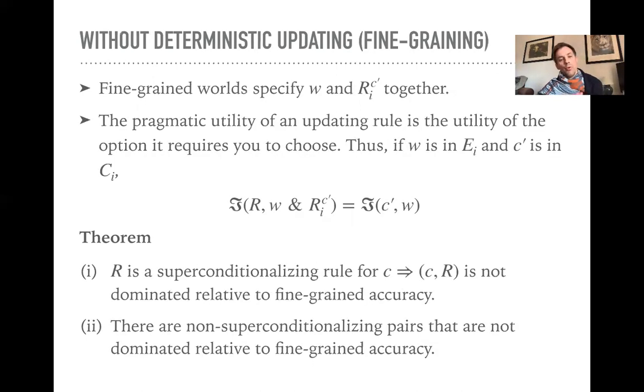What happens when you remove deterministic updating in this case? Well, actually, things are a little bit different from before. Suppose we go the fine-graining route, and we fine-grain our worlds by specifying not just the world, and therefore what evidence you receive, but also how you respond to that evidence. Then it's going to turn out that if your updating rule is a superconditionalizing rule, it's not going to be accuracy dominated relative to fine-grained accuracy.